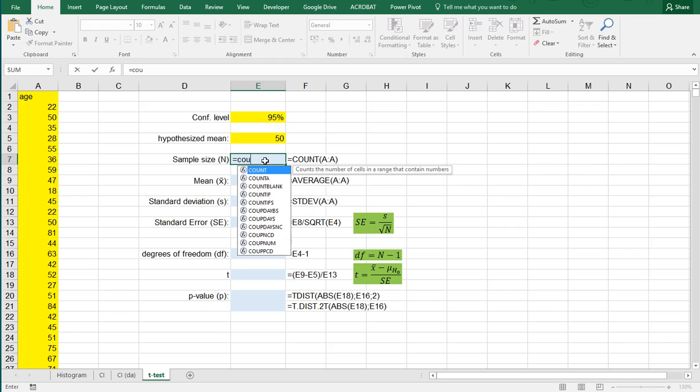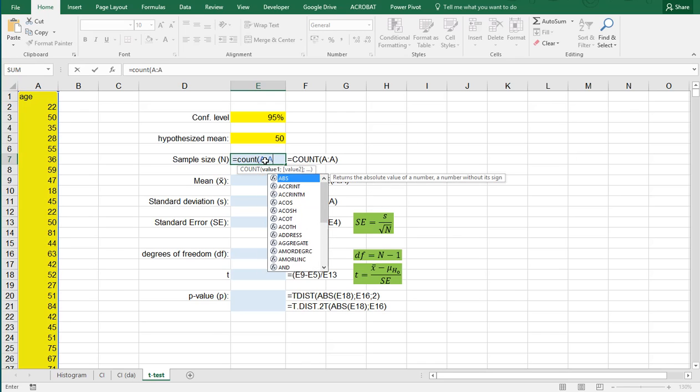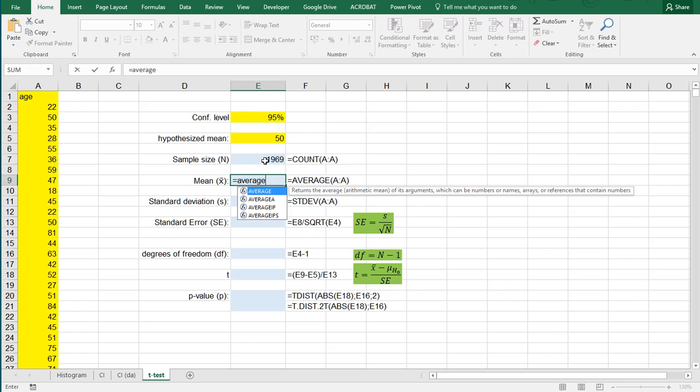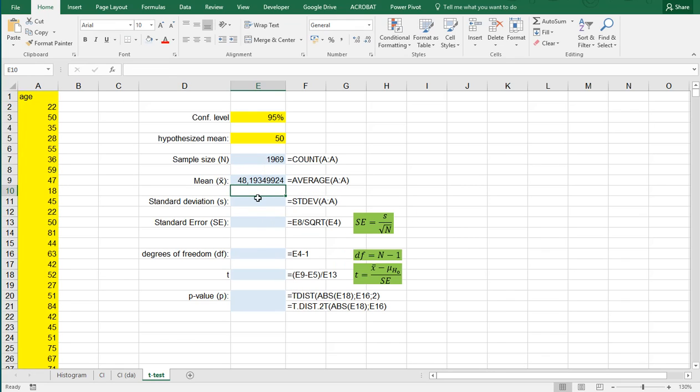The first thing is we need the number of samples or cases, which is actually column A, the sample size, 1969. We need the average, or the mean is in this case the average, which turns out to be 48. And basically we're testing if this 48 is therefore significantly different from this 50.